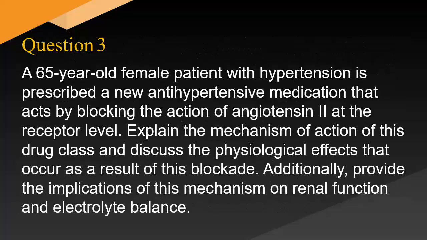A 65-year-old female patient with hypertension is prescribed a new antihypertensive medication that acts by blocking the action of angiotensin II at the receptor level. Explain the mechanism of action of this drug class and discuss the physiological effects that occur as a result of this blockade. Additionally, provide the implications of this mechanism on renal function and electrolyte balance.